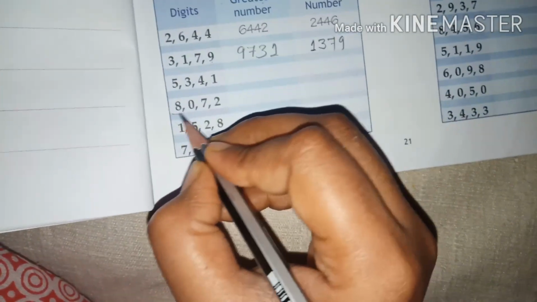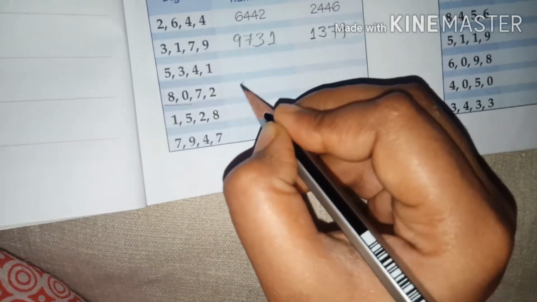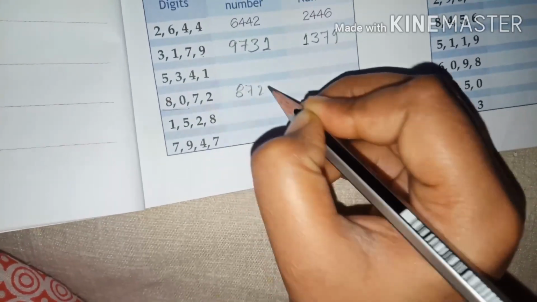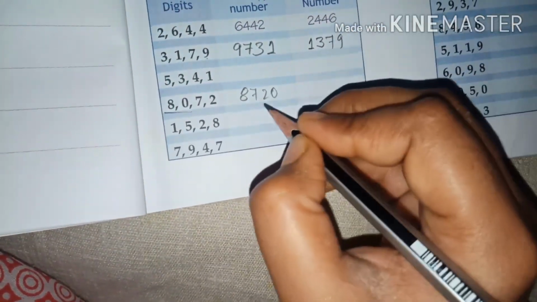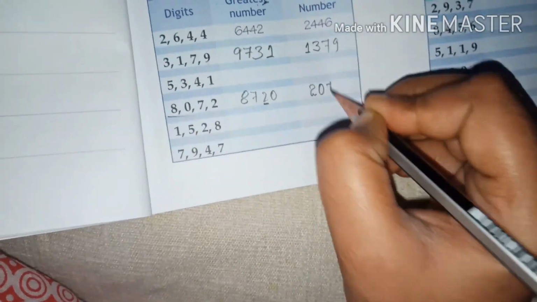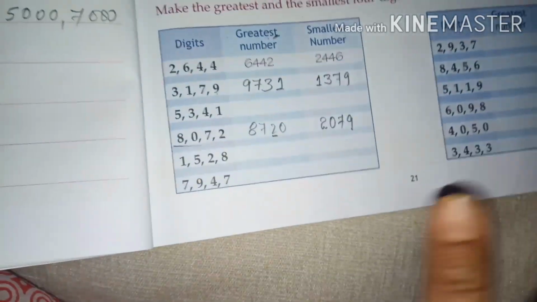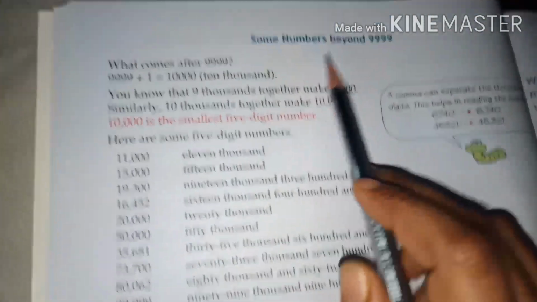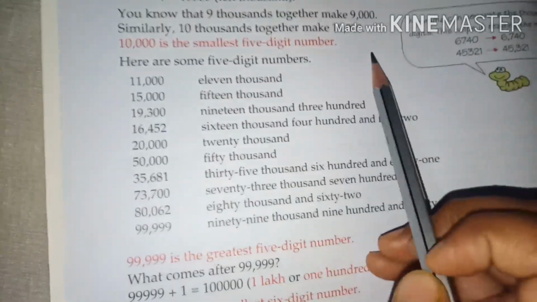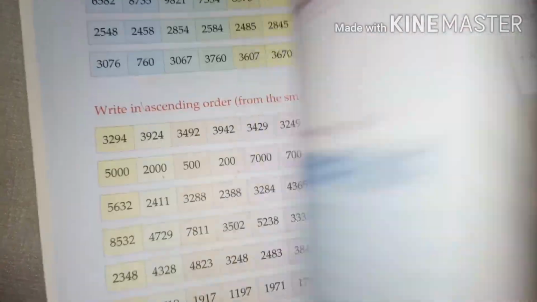But if you have 0 with you, तो descending order में again descending order. Greatest number में again descending order 8720, but with the smallest number you have to write second smallest number first and then 0, then 7 and then 9. Got it? Now some numbers beyond 9999, as 10,000 is the smallest 5-digit number. So how we will write it? So I'll tell you.